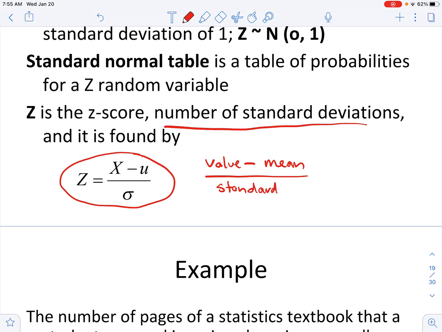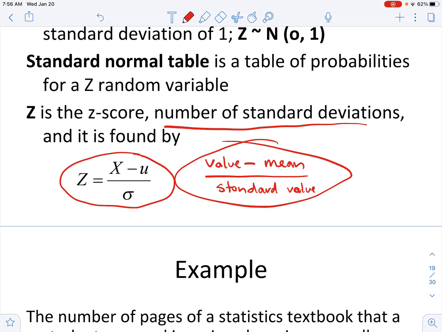You need to write this down. This right here, we will use over and over and over. The x value is whatever value. What's the probability that you have a score of 30? So it's the value minus your mean divided by your standard deviation.